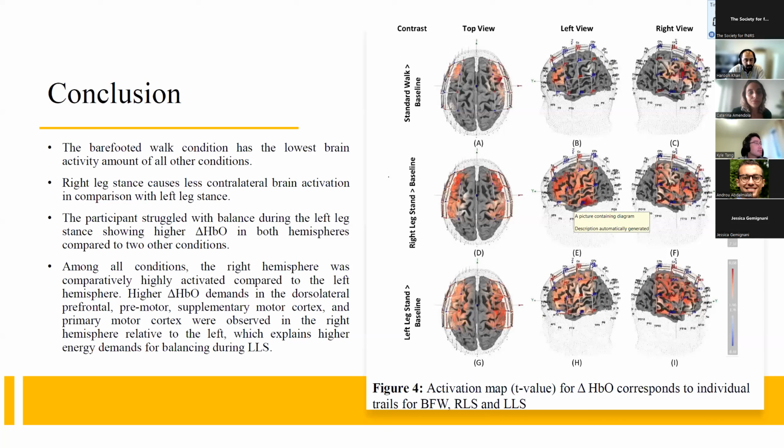When we compare both legs during single leg stance, we found that the right hemisphere experienced higher HBO changes than the contralateral side. The reason might be that since the participant struggled with balance on his left leg compared to the right one, which might enhance his oxygenation demand for better postural stability all over the cortex, from attention areas to motor control and sensory feedback. We see it in figures D to F.